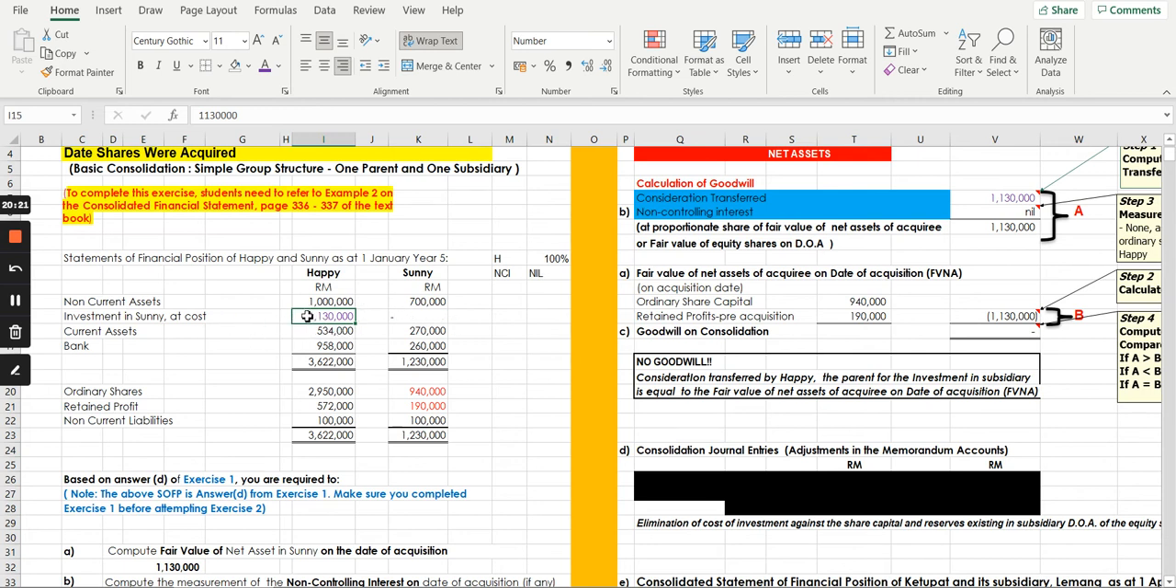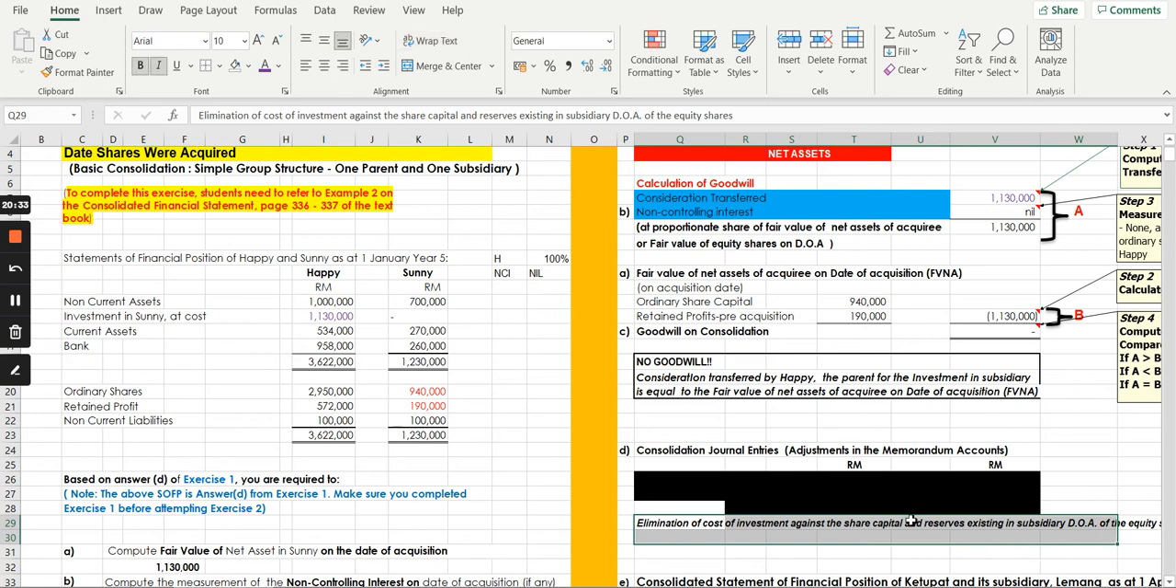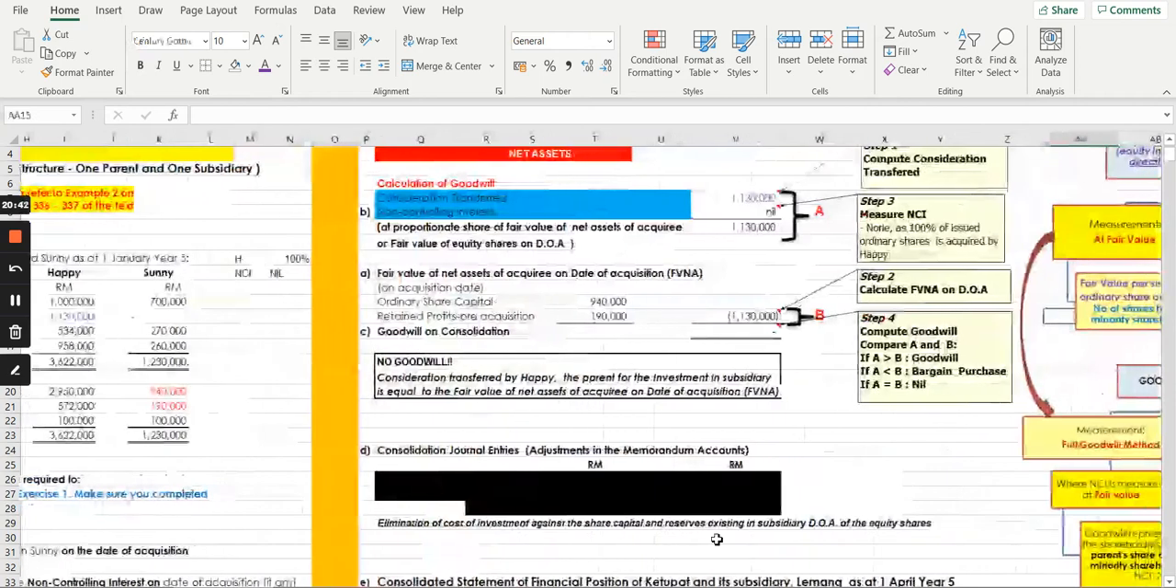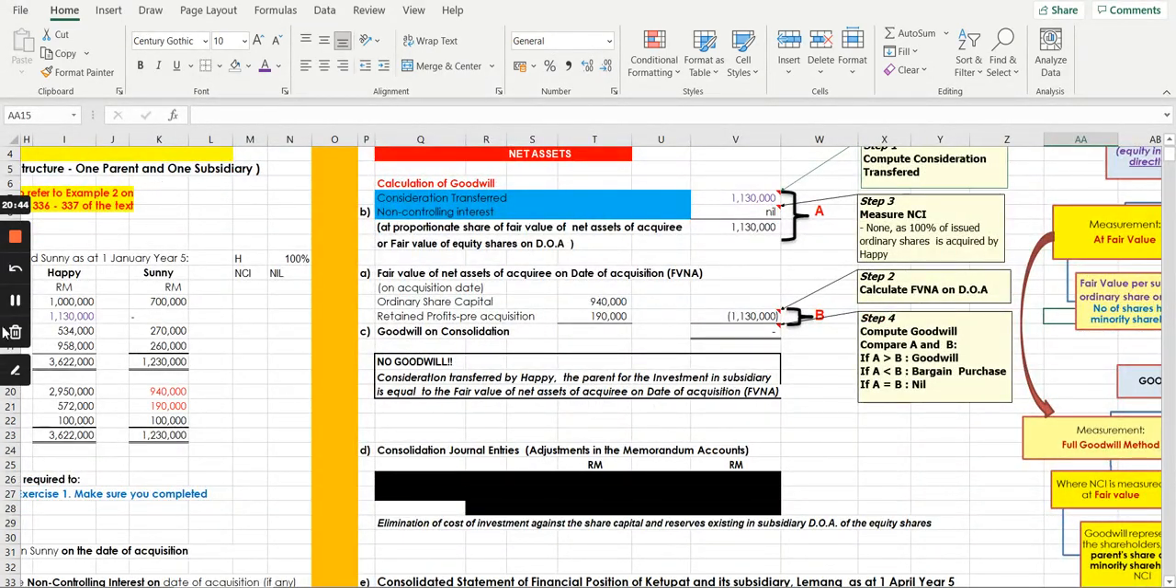Whatever is related to the group may have to be cancelled off. Here what we're going to do is eliminate the cost of investment against the share capital and existing reserve. Remember, we acquired this in return for issuing shares. However, the acquisition of the shares in the subsidiary will give us control, and therefore we are going to combine the assets, liabilities, and equity in the consolidated financial statement.